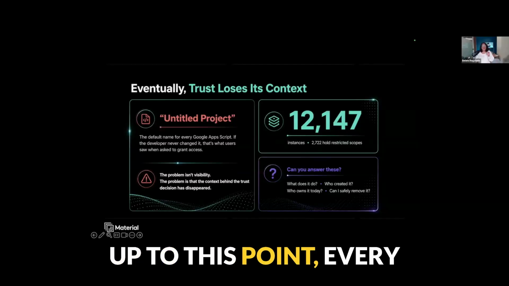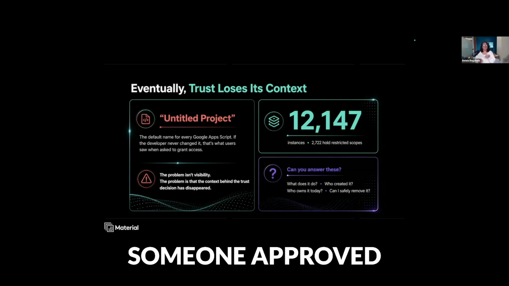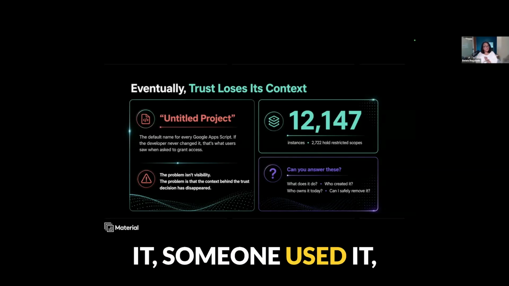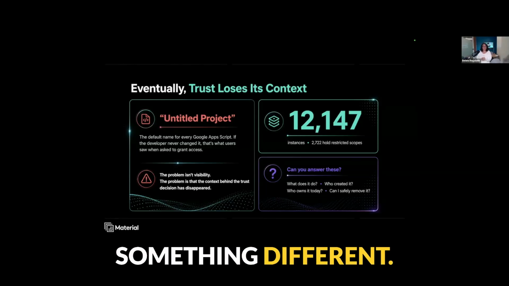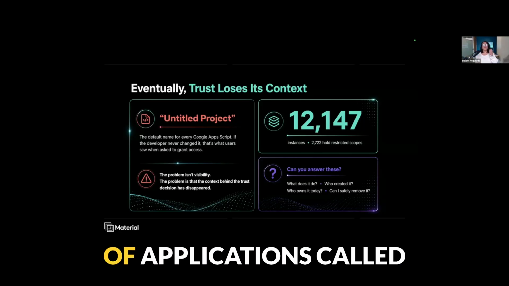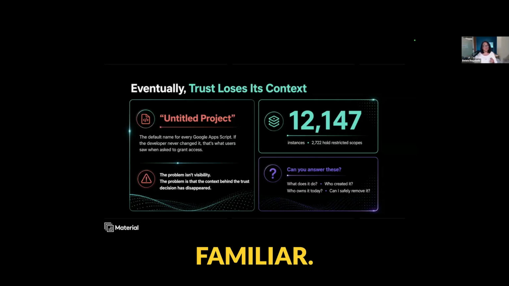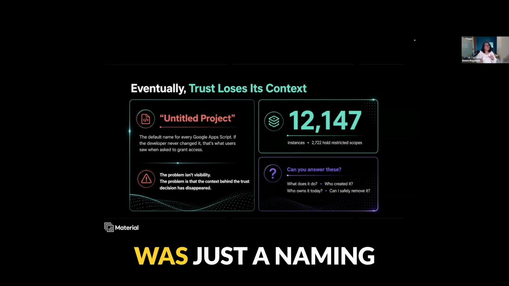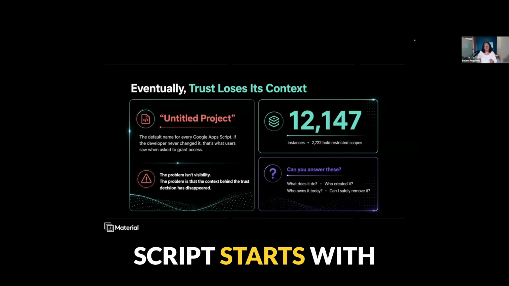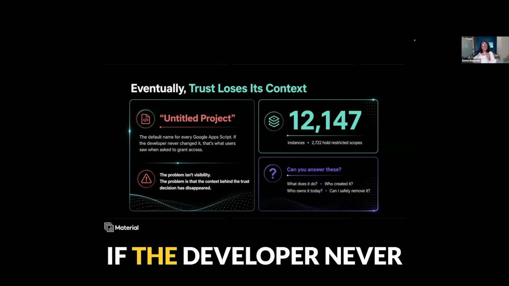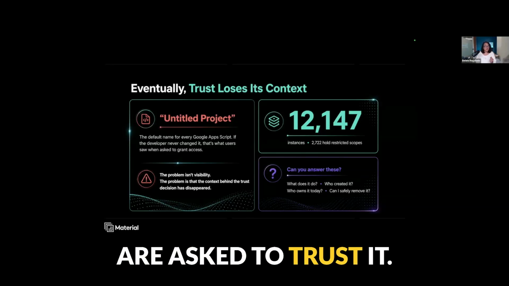Up to this point, every trust decision we looked at still had a story. Someone approved it, someone used it, something changed. Then we found something different. We found thousands of applications called Untitled Project. I bet this sounds familiar. At first, I thought this was just a naming problem, but it wasn't. Every Google Apps Script starts with that default name. If the developer never changes it, that's what users see when they are asked to trust it.